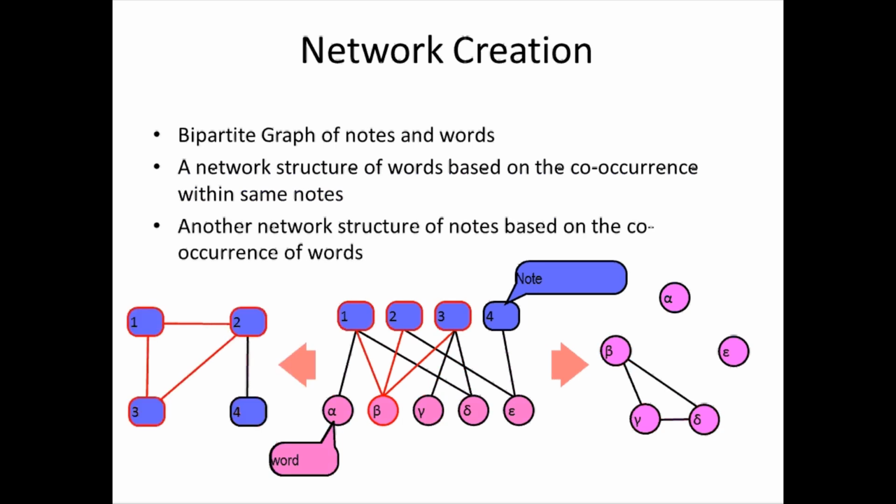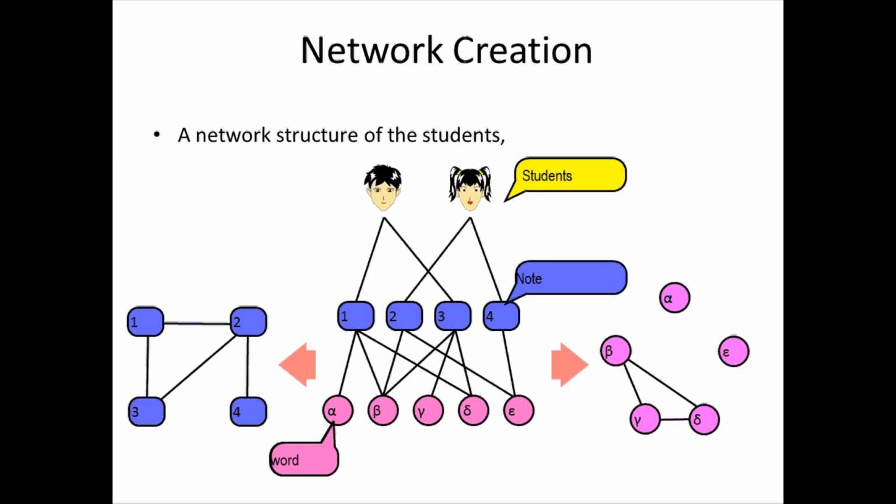Third, we make another one-mode projection for notes on the opposite side. These notes are all connected by lines if they share at least one selected word. Then a network structure of notes represents the co-occurrence of words. Fourth, we create another bipartite graph of notes and students. The lines show the connection between individual students sharing at least one selected word.